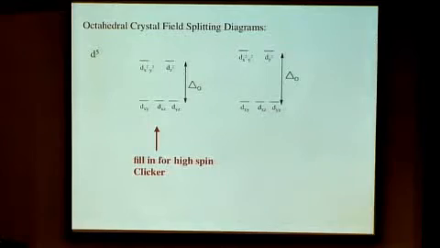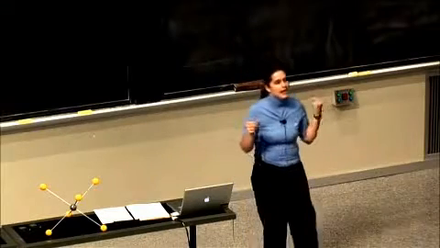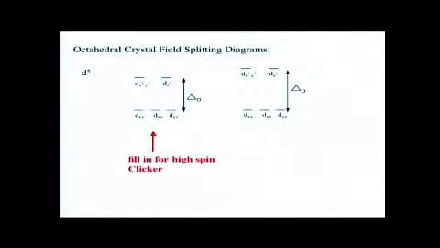So now we have 2 diagrams here. One has a big splitting, one has a small splitting. And why don't you fill in for me in a clicker question what the high spin system would look like?